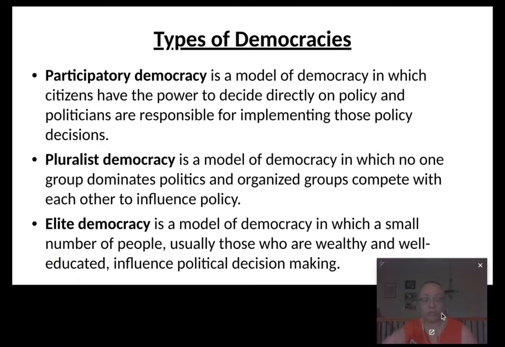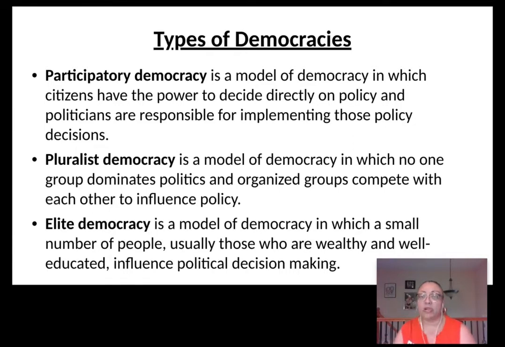So first, a participatory democracy is where you have citizens, and the citizens have the power, okay? They have the power to directly decide on policy and politicians, and they're holding those politicians responsible for implementing the decisions that are based upon the policy that they're writing. Participatory democracy, the citizens have the power, they're directly involved.